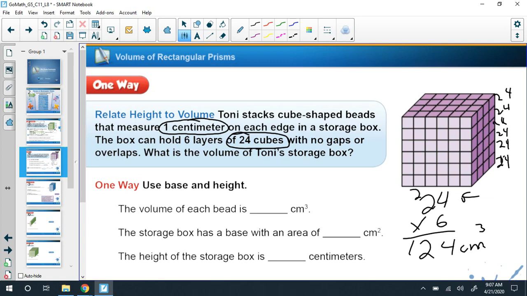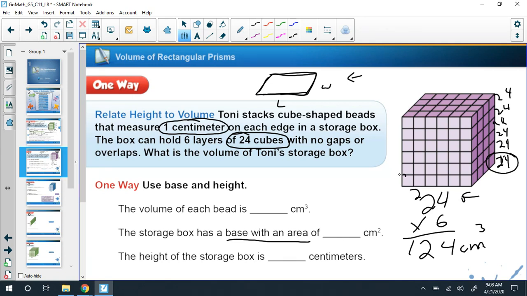Now, one thing that we need to differentiate on is the base area versus the fact that we're saying that this is a layer of 24 cubic units. Remember, area is a two-dimensional shape, right? So when we look at area, we are talking about just length and width. So this doesn't really get any volume until we add some height.